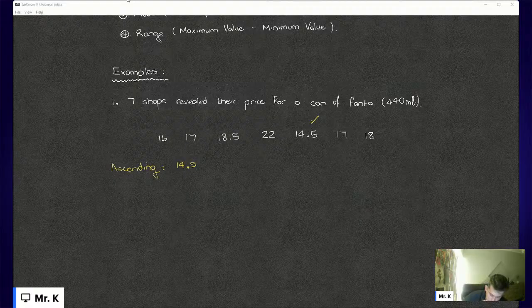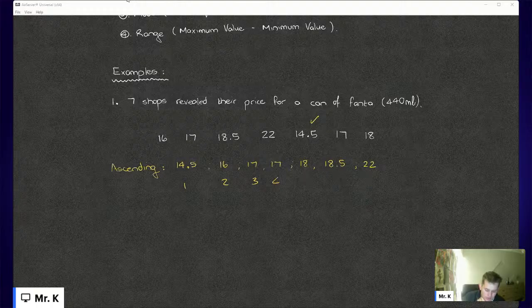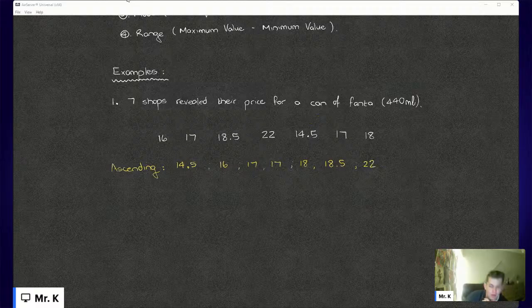14.5. After that, we are going to have the value 16. Then we have 2 17s. We have an 18, an 18.5, and finally a 22 Rand can. So we can see I have 1, 2, 3, 4, 5, 6, 7 values. So you can always double check that you have the correct number of data points rewritten in your reordered information.